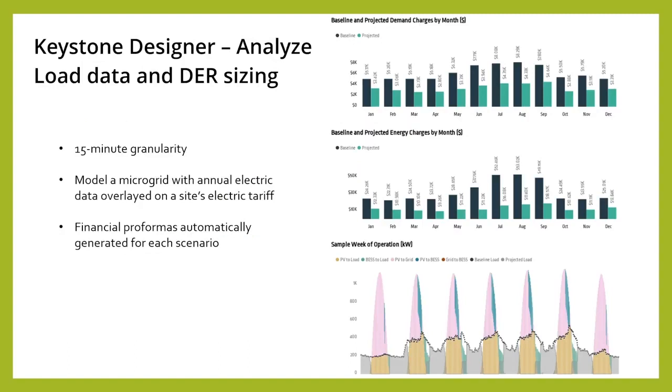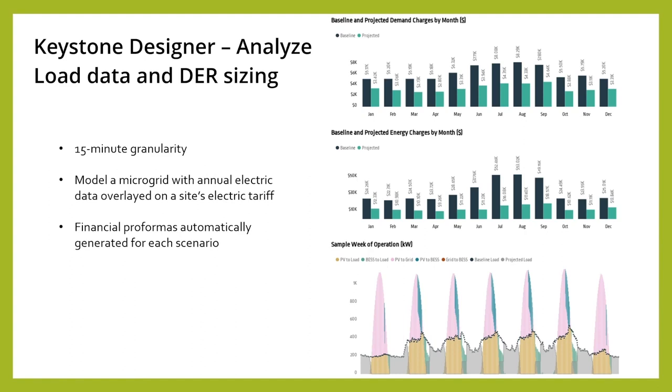Okay. So again, step one, we want to analyze the load data and look at DER, distributed energy resource sizing. Okay. So the gold standard again is 15-minute data. If you have that, that's great. If not, we'll work with you. We model the microgrid behavior using this electric data overlaid, as well as the site's actual tariff. So we're not guessing, we're not hand waving this. We load the actual tariff data and we use it in our analysis.